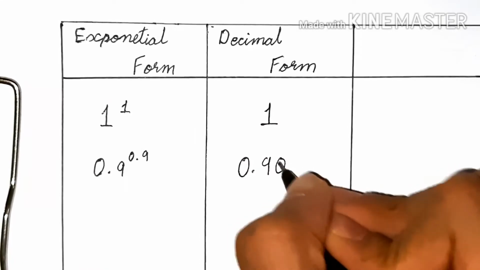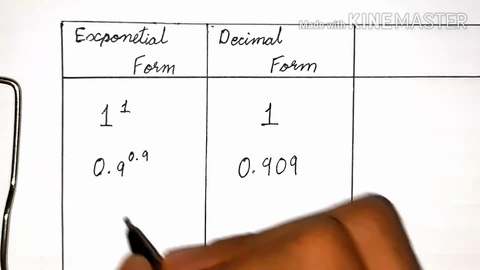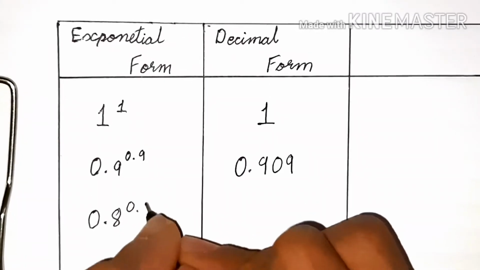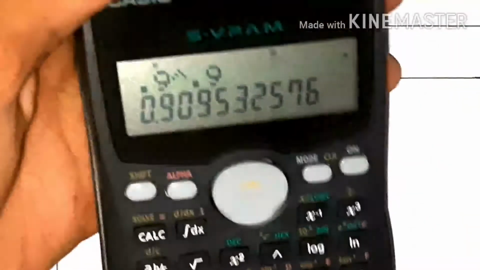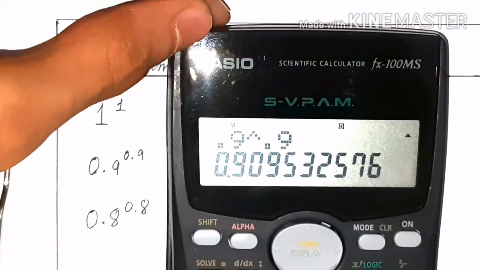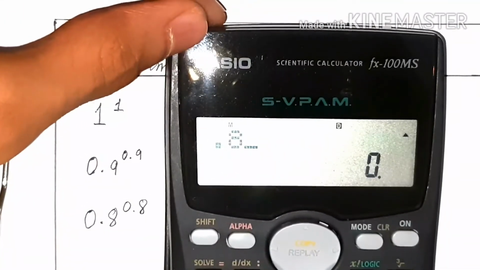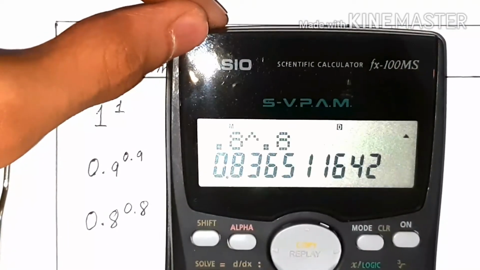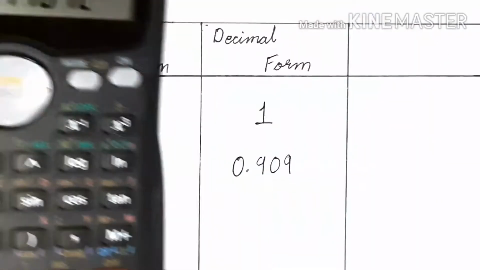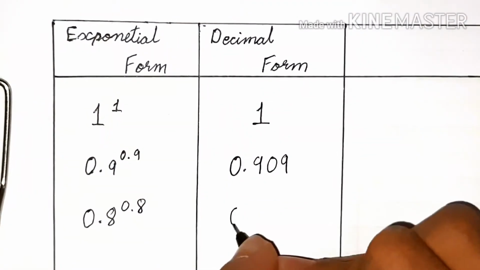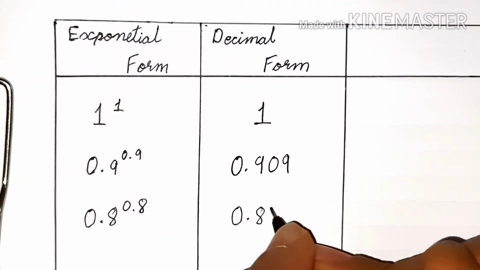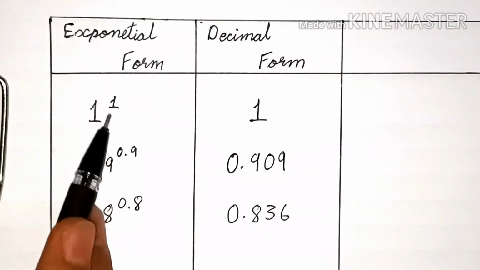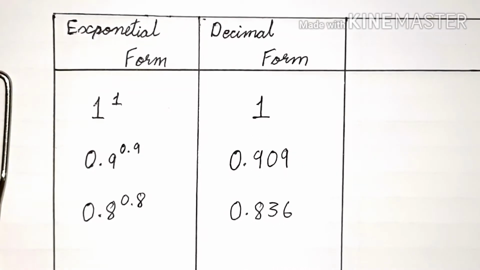Now let's do for 0.8 raised to 0.8. With a calculator we'll check 0.8 raised to 0.8. Okay, we have a value of 0.836. As you can see, the values are decreasing. First we had 1, then we got 0.909, then we got 0.836.